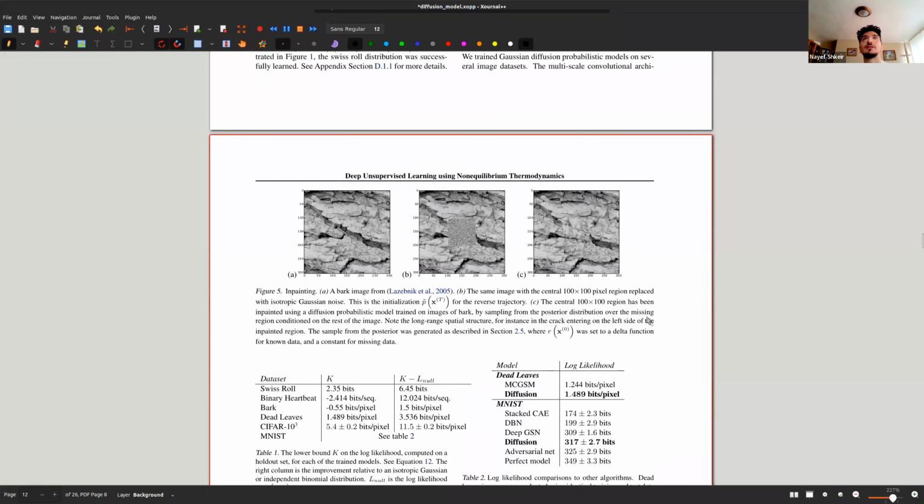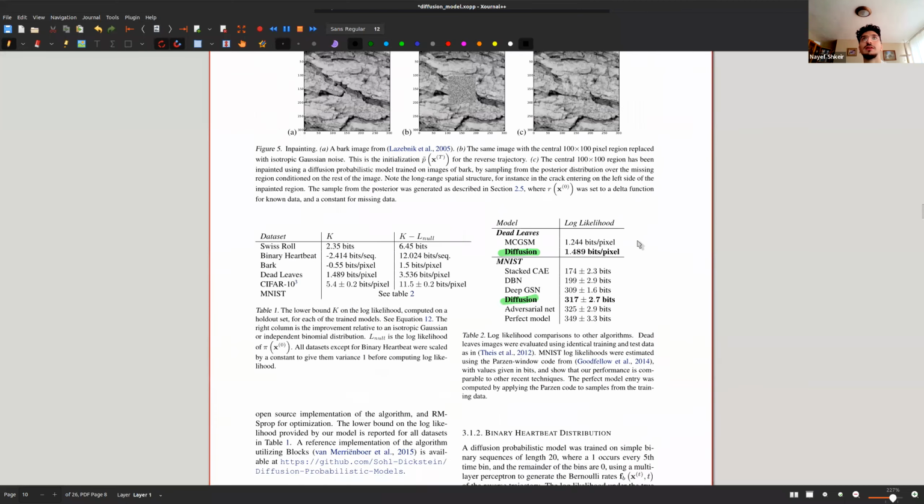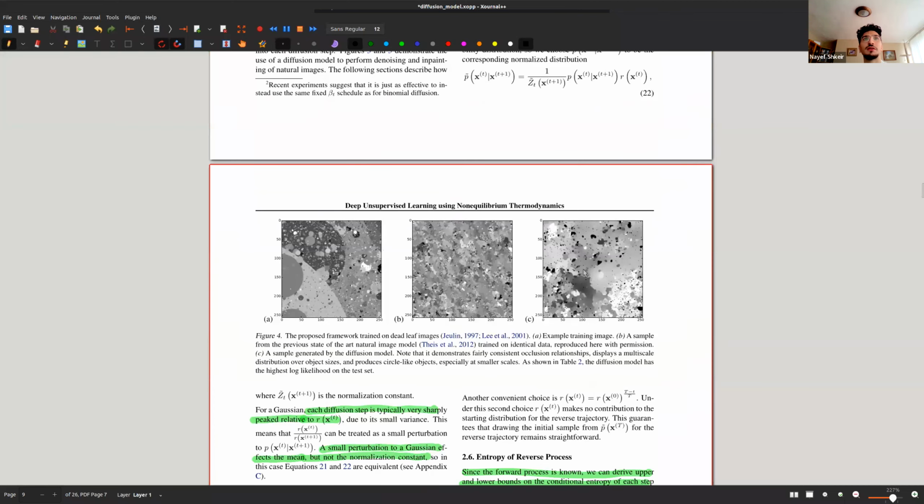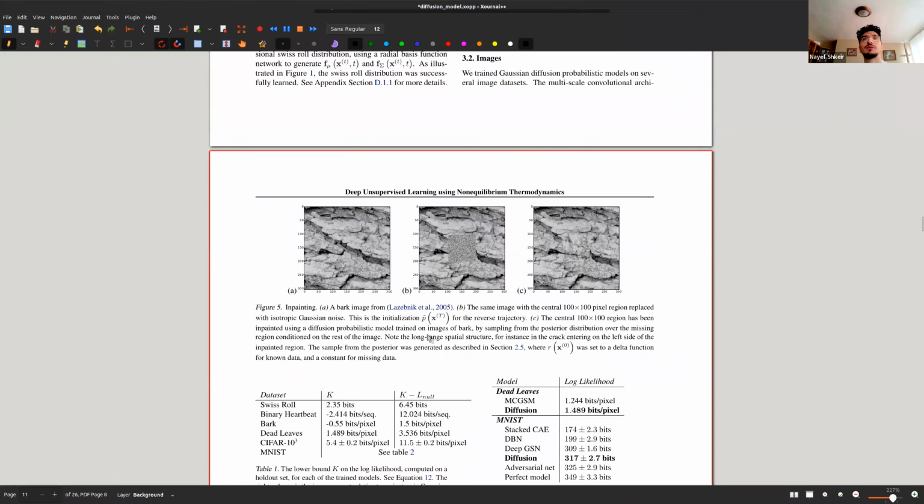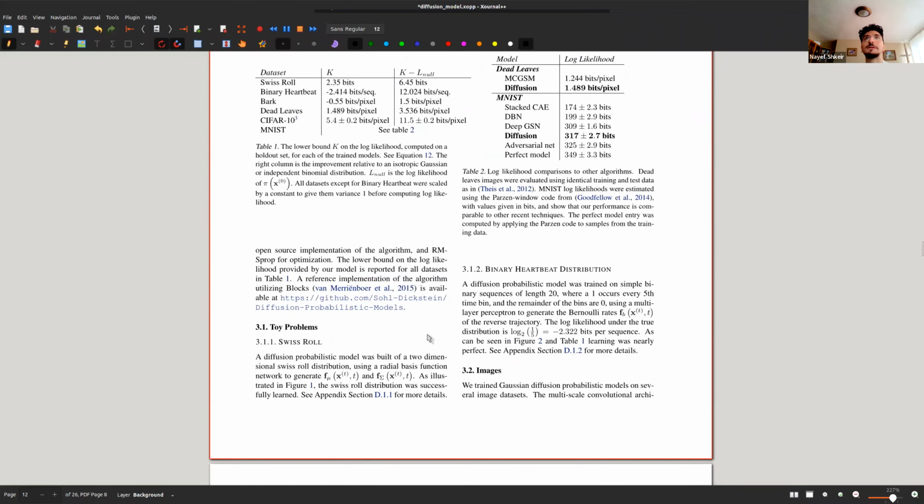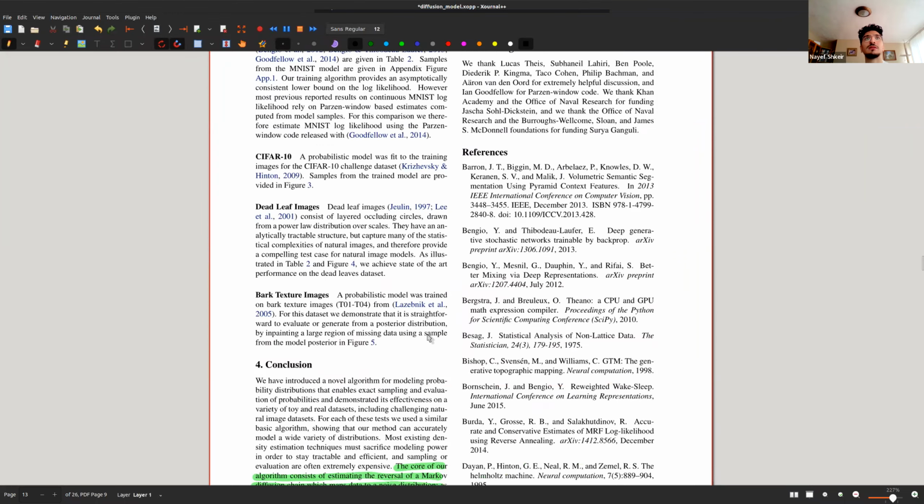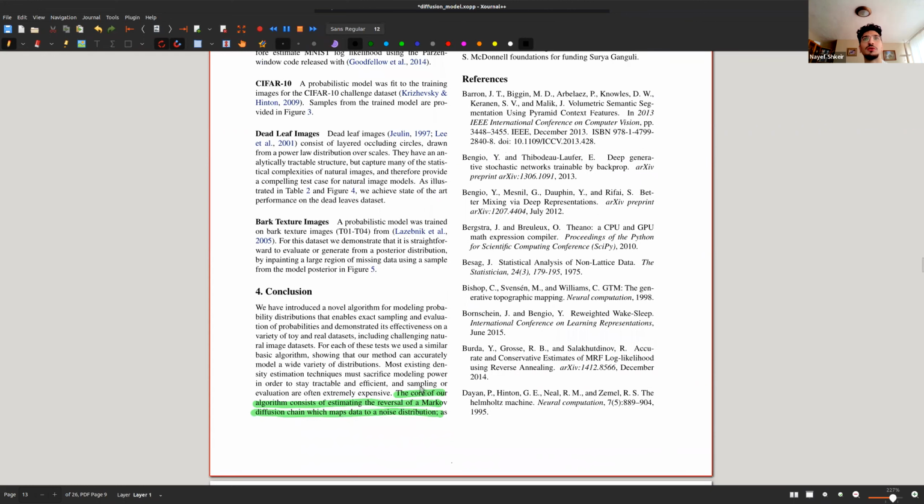Okay, so they did the binary problem, they did the CIFAR dataset, and they did image inpainting, and this one was on dead leaf images. So they tested on quite a lot of different datasets, and I think that's pretty much all.